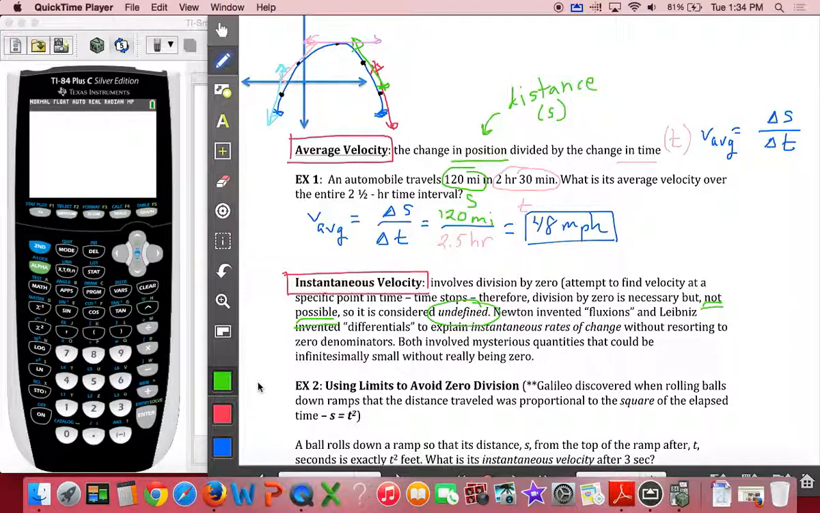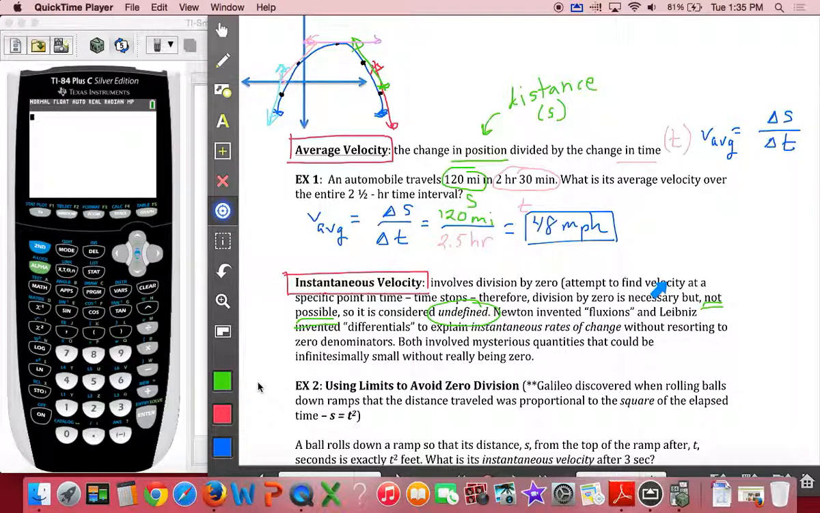Most textbooks will tell you that Newton discovered calculus. However, there is another mathematician at the same time, not in the same place. They're not best buds. They're not working together. And that person was Leibniz. Weird name, not Galileo. We'll come to Galileo in a minute. But they both discovered calculus at the same time.